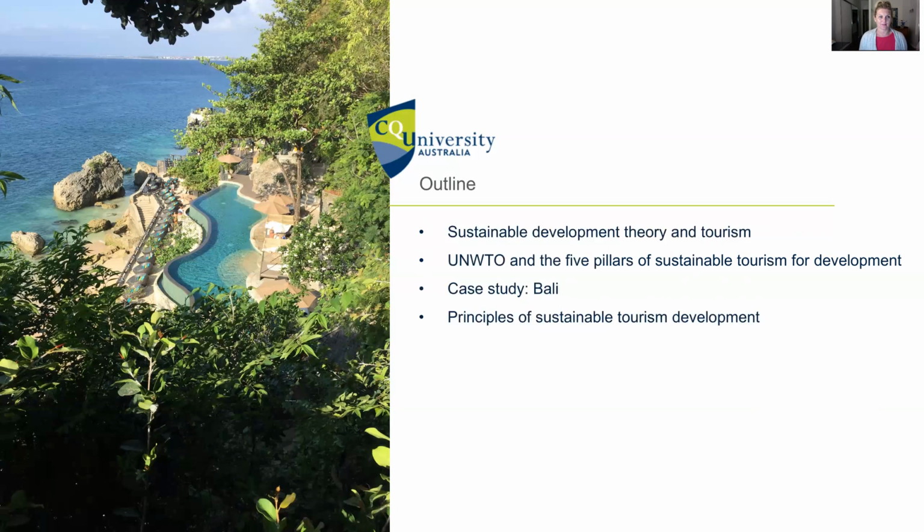And this has been one of many cornerstones to Bali's tourism development, from these massive, hugely invested in resorts, all the way down to mums and dads operating little barbecues on the side of the street. And then we'll talk about the principles of sustainable tourism development.